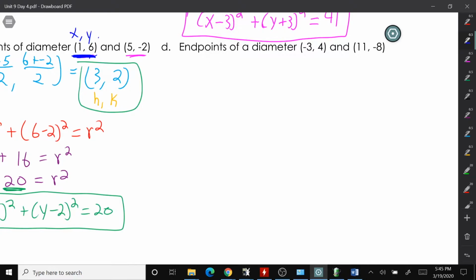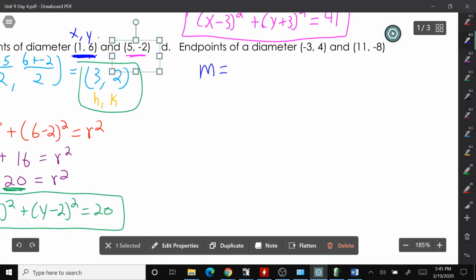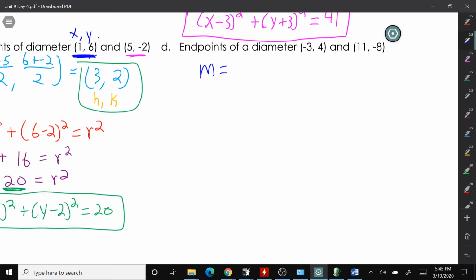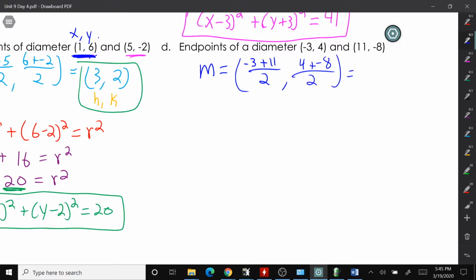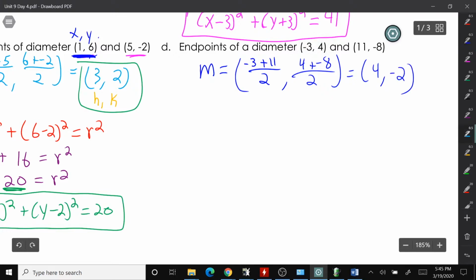So first you want to find the midpoint of these 2 points because you want to find the middle of the diameter. That will be the center of your circle. So negative 3 plus 11 over 2, adding the x coordinates. Then you want to add the y coordinates and divide by 2. So the center of the circle will be, let's see, the x coordinate negative 3 plus 11 is 8. 8 divided by 2 is 4. And 4 plus negative 8 is negative 4 divided by 2 is negative 2. So there's your center. There is your h and k value.